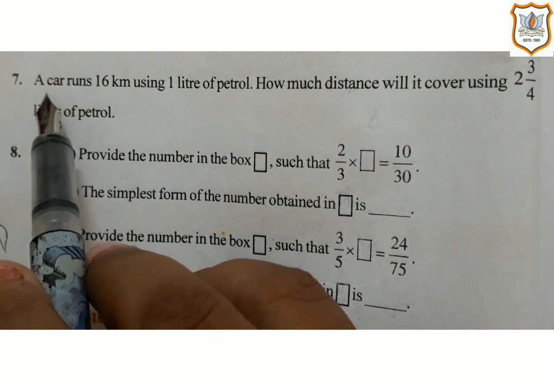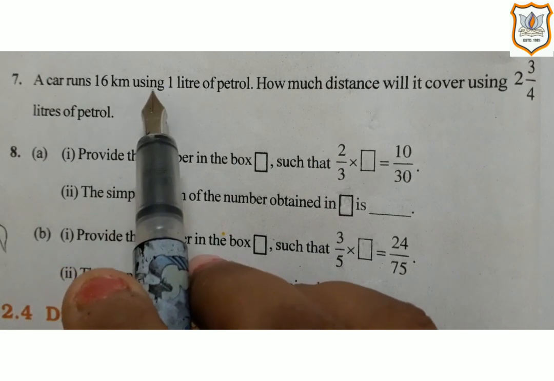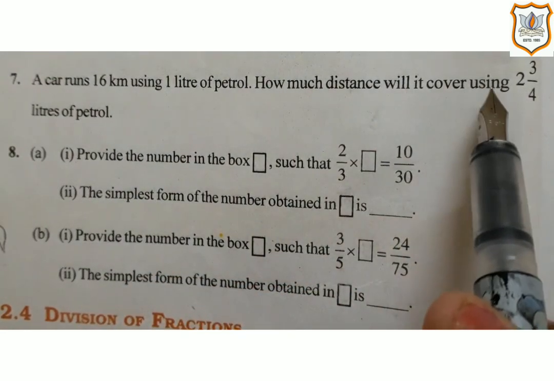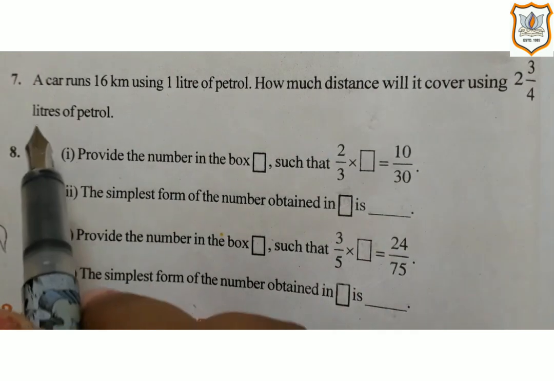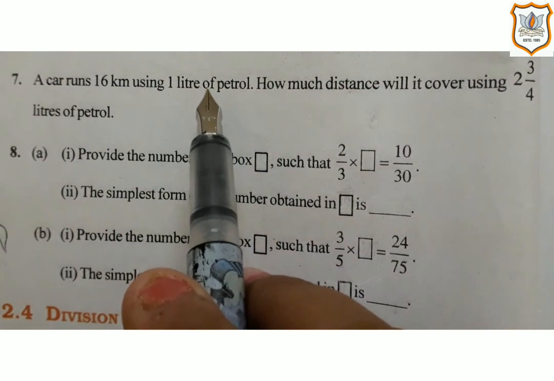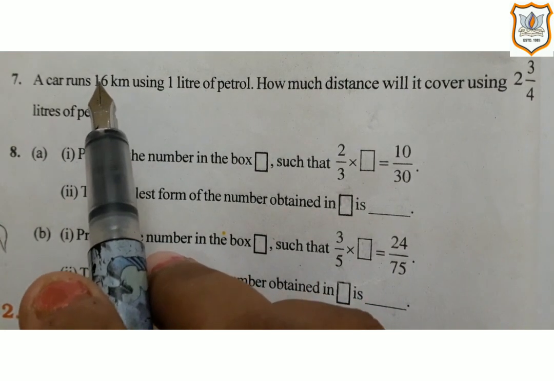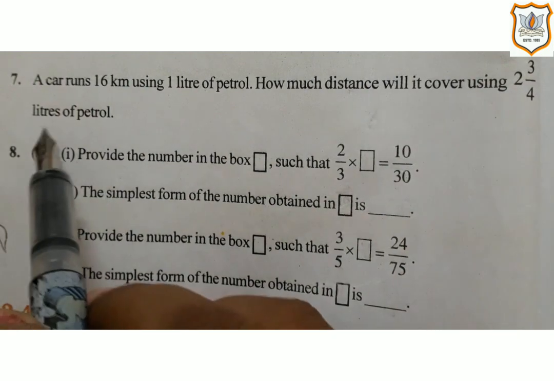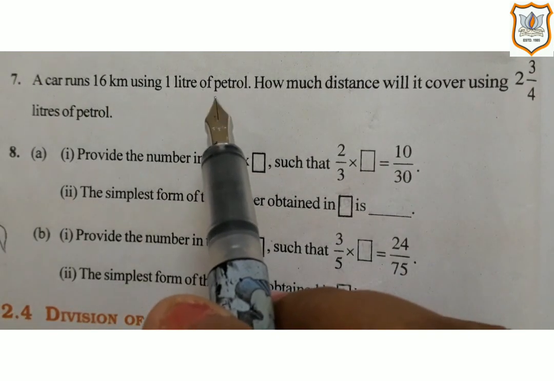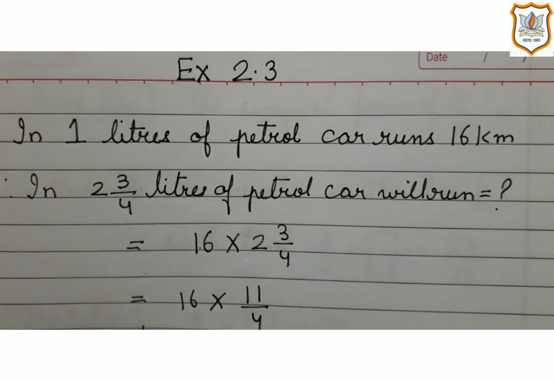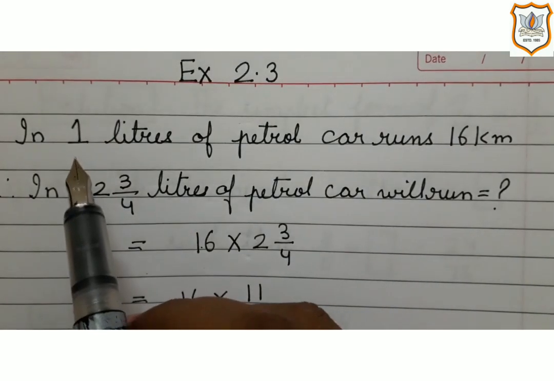Question number 7 is: a car runs 16 km using 1 liter of petrol. How much distance will it cover using 2 integer 3 upon 4 liters of petrol? It means in 1 liter of petrol, the car runs 16 km. Now you have to calculate that in 2 integer 3 upon 4 liters of petrol, what distance did the car cover? That you have to calculate. Let's solve question number 7 of exercise 2.3.